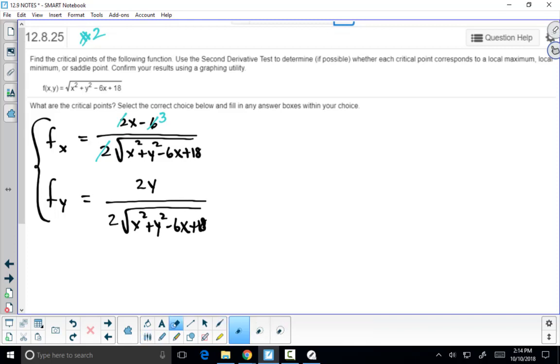All right, so there's where we're at with our partials. I think I should just cancel out the 2's in there too, so that you have y over the square root. I like that idea. It is. You just have to find where it is.